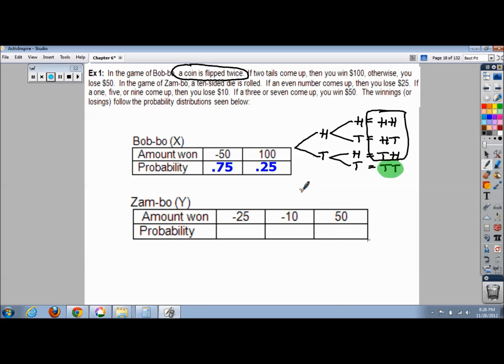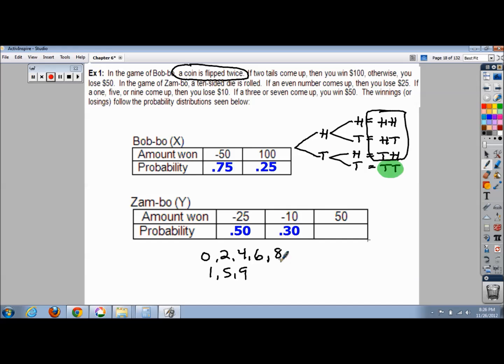Now for Zambo, it says if an even number comes up, we're going to lose $25. So if we roll a 0, 2, 4, 6, or 8 on our 10-sided die here, so we're saying 0 through 9, we're going to lose 25 bucks. So that's half of our numbers here. So the probability that we're going to lose 25 bucks is going to be 50%. It says if a 1, 5, or 9 come up, which are all odd numbers, we're going to lose 10 bucks. So 1, 5, 9, there's 3 out of 10 options, so 30% that we're going to lose 10 bucks.